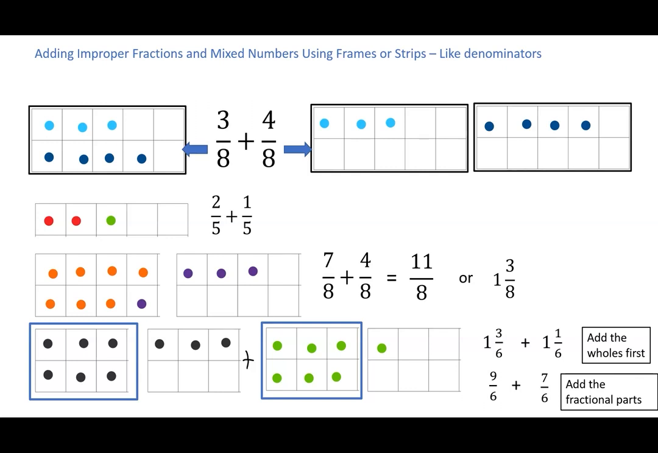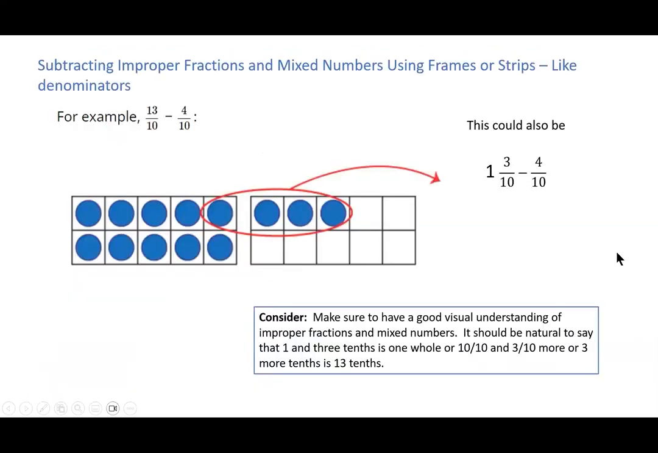Be very careful when you're working with the students that you specify. If you give them an improper fraction, like here, the 7/8 and the 4/8, do you want it as 11/8, or do you want it as a mixed number, or do you want it as both? You need to talk about that. And what's easier for students to do? For me, it's always improper. I don't know why.